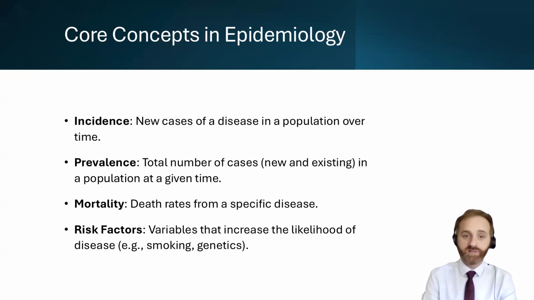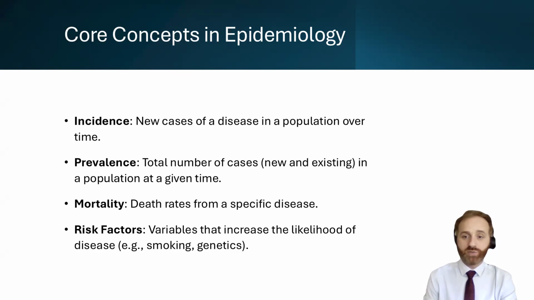Prevalence, on the other hand, is the total number of cases, new and existing, in a population at a given time. So this includes everybody diagnosed with a disease within this particular year and all previous years as well. Mortality is the death rate from a specific disease or condition, and risk factors are variables that increase the likelihood of disease. For example, smoking and lung cancer, genetics and heart diseases.